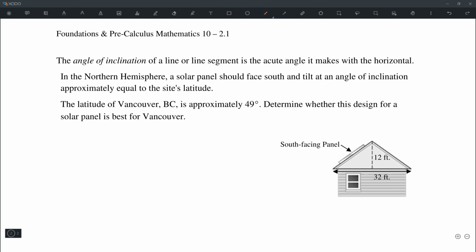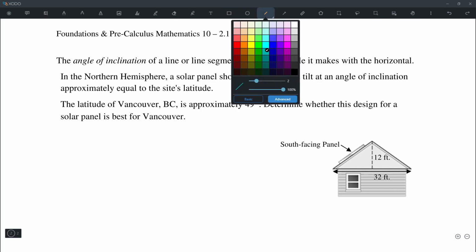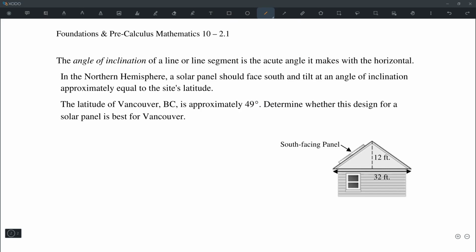So in this case, we're actually looking for the right triangle first. So we have the hypotenuse, which will be parallel to the panel, the side here, and the height, which is 12 feet. What is important to note is that 32 feet, which is labeled at the bottom there, is the entire length, and we are only going to be using half of that. So this is 16 feet. Okay. And we want to find out this angle of inclination, and we'll call that angle A.